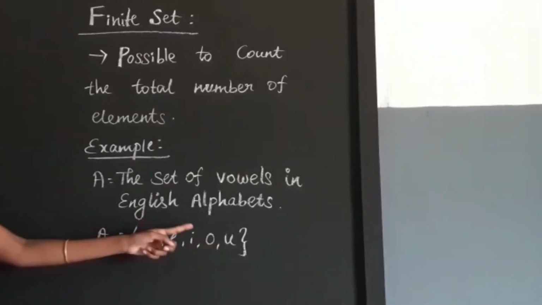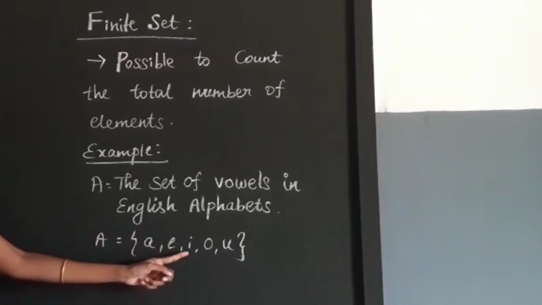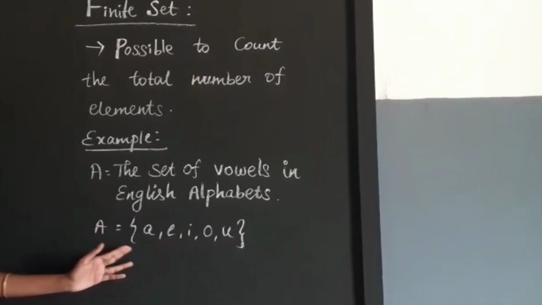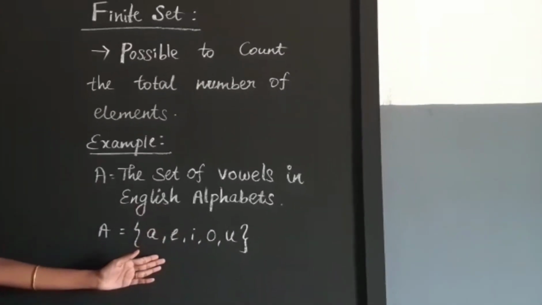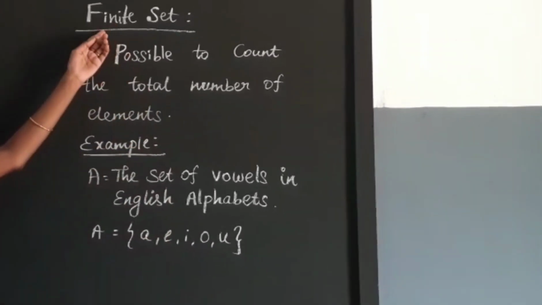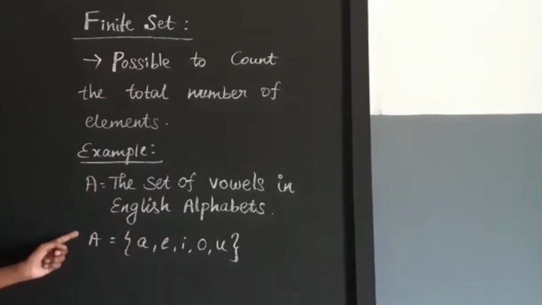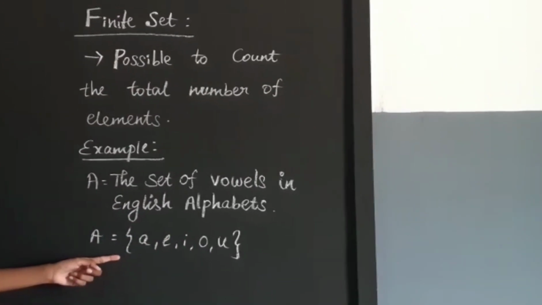Here, totally how many elements are there? 1, 2, 3, 4, 5. Totally 5 elements. So, it is possible to count the total number of elements. This is an example for a finite set. So, finite means it is possible to count the total number of elements in the given set.